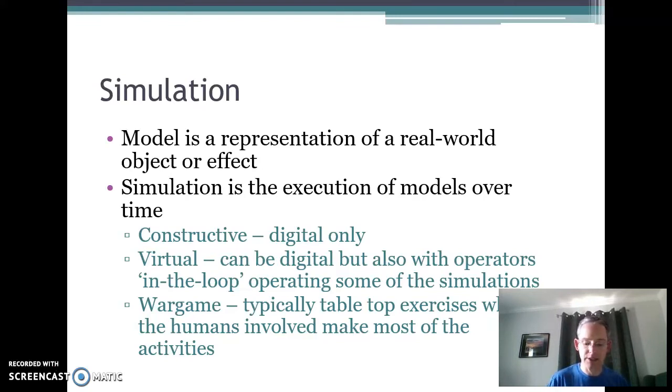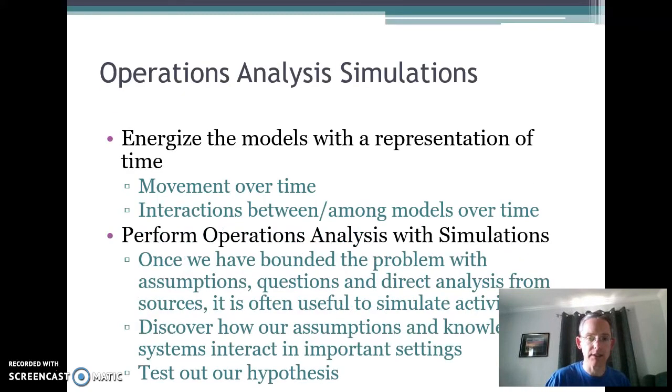There you've got simulation, digital and human, where the human really is just representing the most complex part of the model. The part that we really can't do very well in computers still, because it's just too complex to represent. And then wargame on the other end of that, where it's almost all humans involved, but you're still creating a simulation of the events over time. So that's what happens with operations analysis simulations. You basically do movement over time. You represent those interactions of all those models and see what comes out at the end.